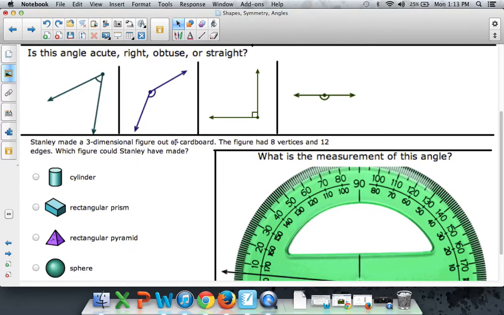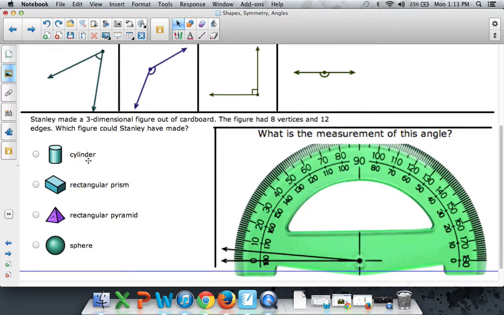Here's a kind of like a little riddle, and you have to figure out which 3-dimensional shape the riddle is talking about. What is the measurement of this angle? Oh boy, it's all up to you to figure this out. Look at this little angle. Look how small it is. I wonder what it is. It's up to you.